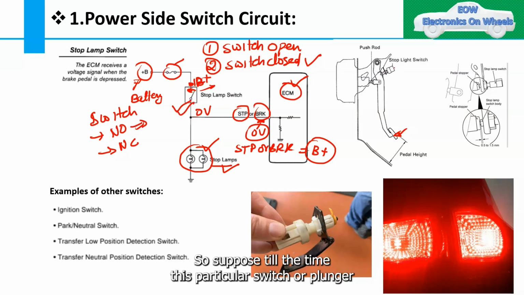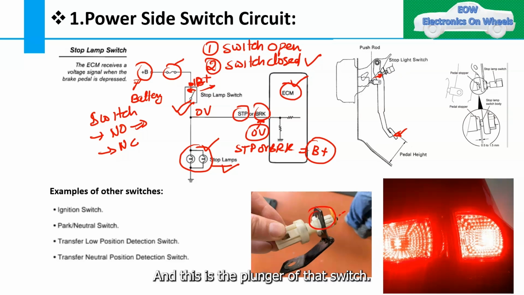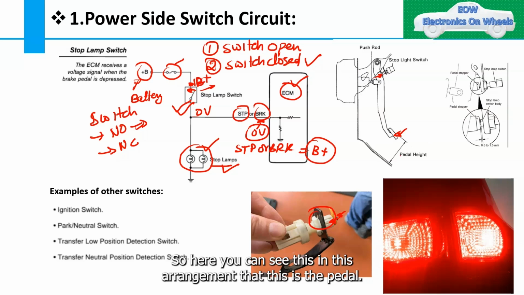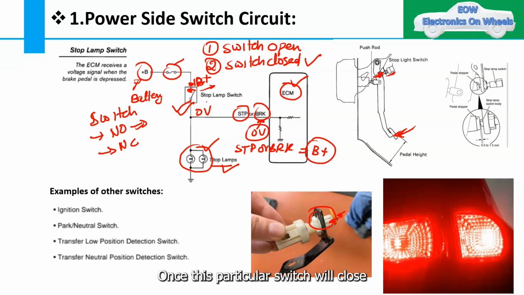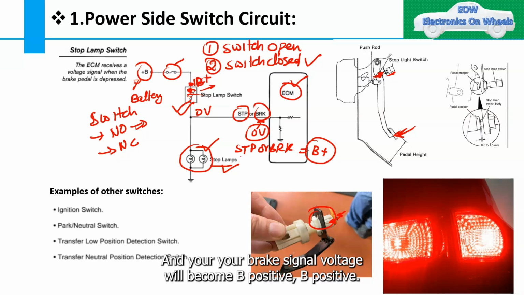What does it mean? Until this particular switch plunger is pressed, it will remain open. You can see here this is the switch and this is the plunger of that switch. Once the plunger is pressed, it will be closed. In this arrangement, this is the pedal, and once the pedal is pressed, the force goes on the plunger and the plunger closes the switch. Once the switch closes, current starts flowing and your STP or brake signal voltage becomes B positive.